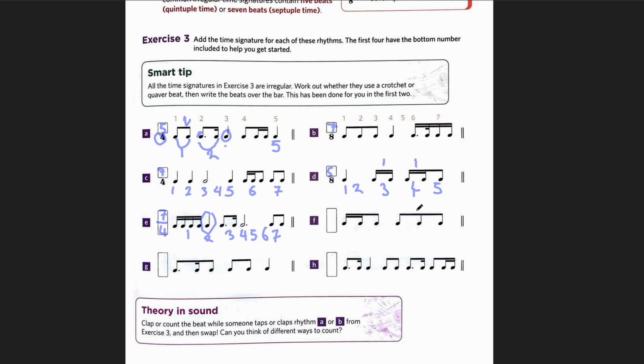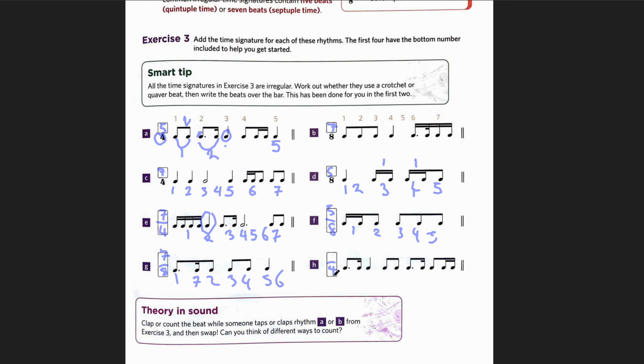And here we have mostly quavers, so this will be an 8. 1, 2, 3, 4, 5. Nice and easy. 5/8. The next one is again mostly quavers, so it'll be 8. So it'll be 1, 2, 3, 4, 5, 6. Then we can add a 7 there. So it'll be 7/8.